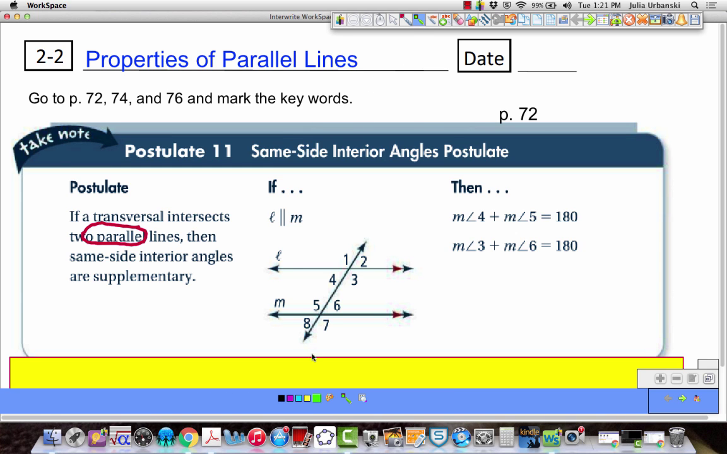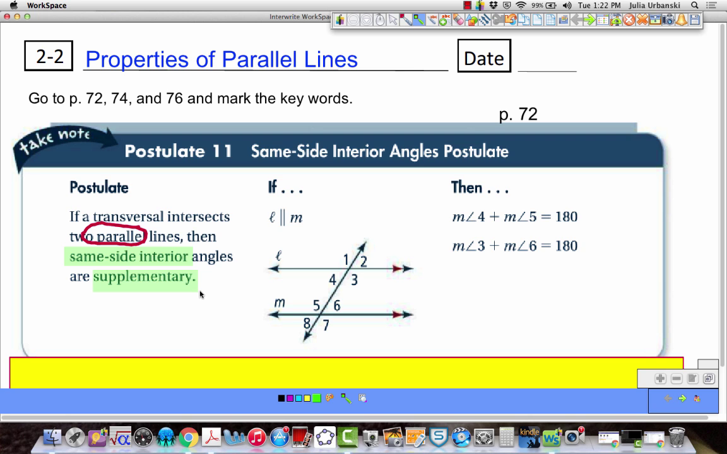Next thing, looking at this, what kind of angles does this rule apply to? Interior. And what else? Supplementary. Actually, so what type of angles? Same side interior. Good. Same side and interior. And the rule about same side interior angles is that they are supplementary. They add up to 180.